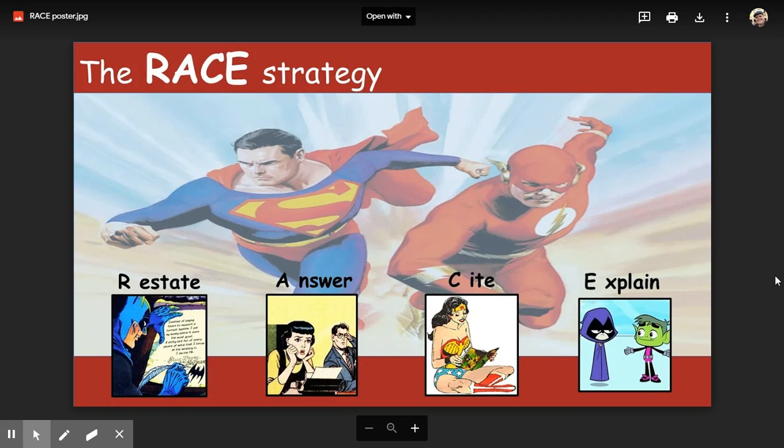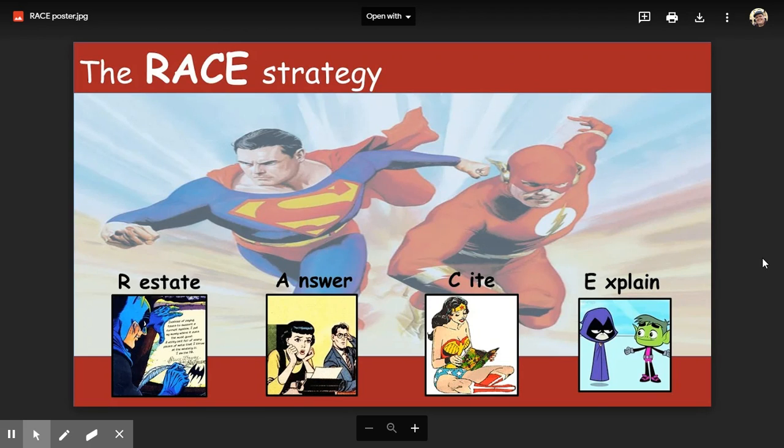So RACE first is an acronym, right? It's one word made up of a whole bunch of other different words. The R in RACE stands for restate. The A is your answer. The C is your citing text evidence, and your E is your explaining your text evidence. And the explain is really one of the most important parts about the RACE strategy because that's where your original thought comes in. But first, restate.